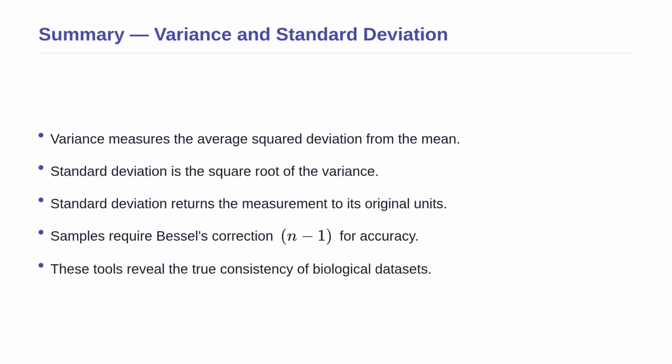We also saw that when working with samples, we must use Bessel's correction, dividing by n-1 to get an accurate estimate. By mastering these concepts, you can now look past simple averages and truly understand the reliability, consistency, and hidden variations within any biological dataset.